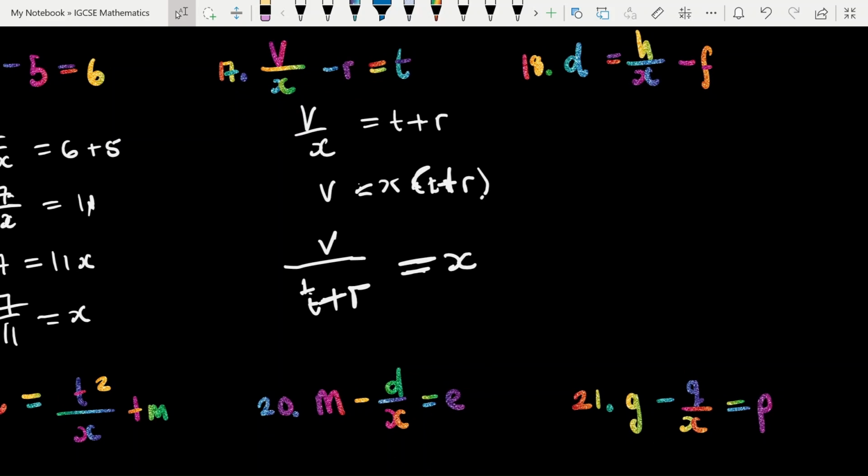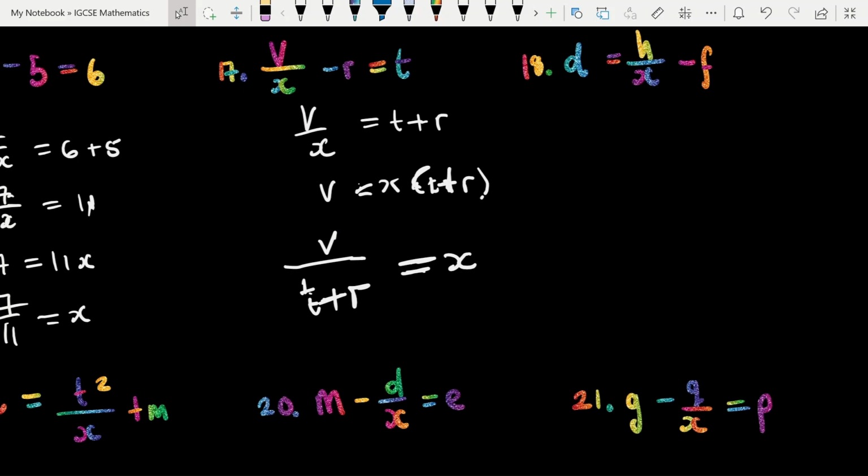So we have d is equal to h over x minus f. We are supposed to make x the subject. What do we see when we look at it right now? Well, I see that my x is in a fraction, so I'm going to have to destroy that fraction. But remember, you only destroy the fraction when it is left alone. The fraction should be alone, then you can destroy it. Don't try to destroy it right now when this negative f is still there.